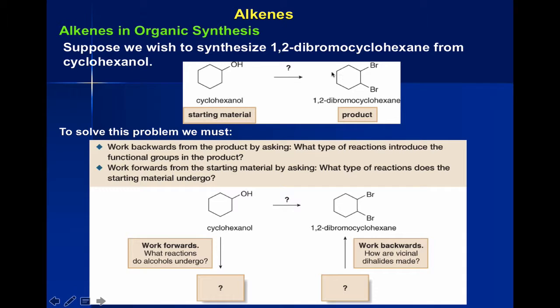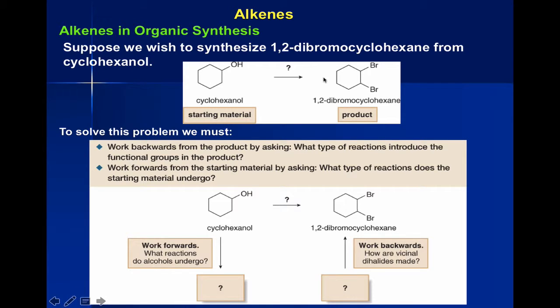This is the product I want. This is the starting material I have. How can I make this happen? And so what we do is we start thinking about this backwards. So I know I can get 1,2-dibromocyclohexane if I have an alkene. So if I had cyclohexene, I could make this pretty easy. Just add bromine to it, right? But I don't have cyclohexene.